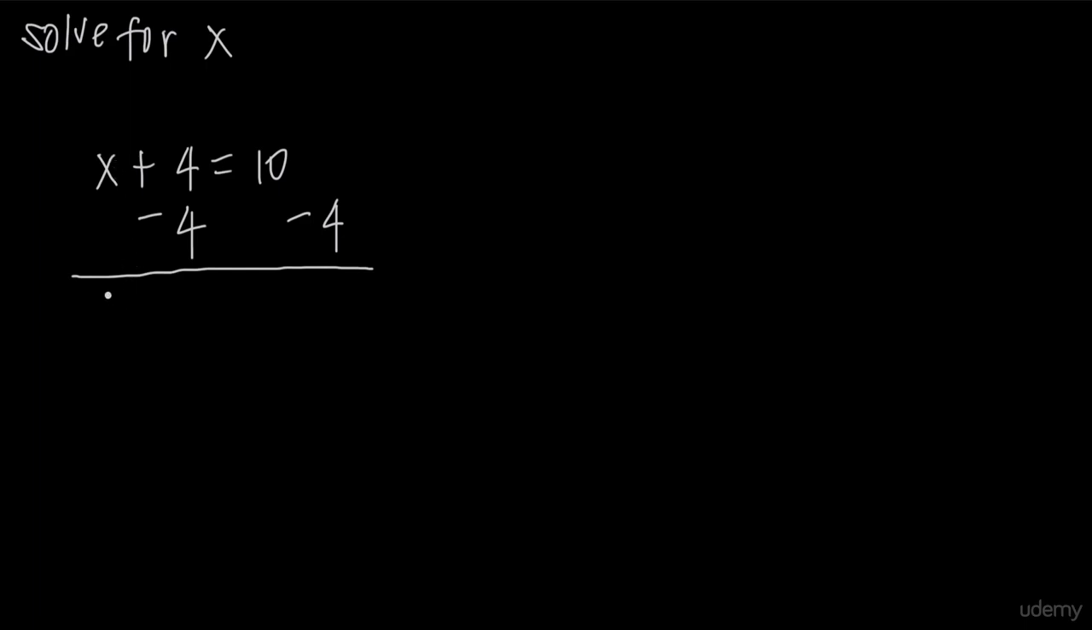So we're going to bring down our x. Then we have plus 4 minus 4. Well, this is the same thing as 4 minus 4, and that's 0. So we can say x plus 0. We bring down our equal sign, and then we say 10 minus 4. We know 10 minus 4 is 6, so we bring that down.